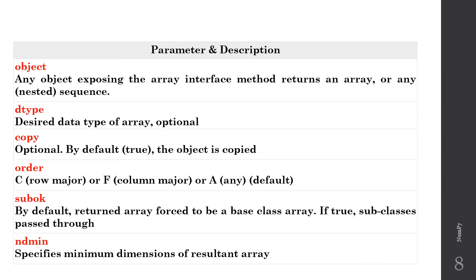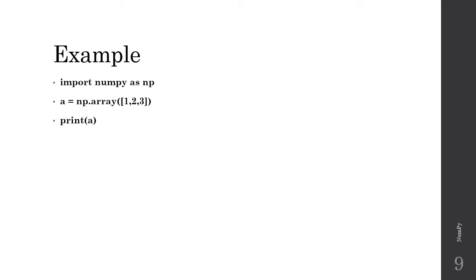Subok: by default, the returned array is forced to be a base class array. If true, subclasses can be passed through. ndmin specifies the minimum dimensions of the resultant array, whether it is a one-dimensional array, two-dimensional array, three-dimensional array, and so on. So these are the parameters of the array function in the NumPy package.